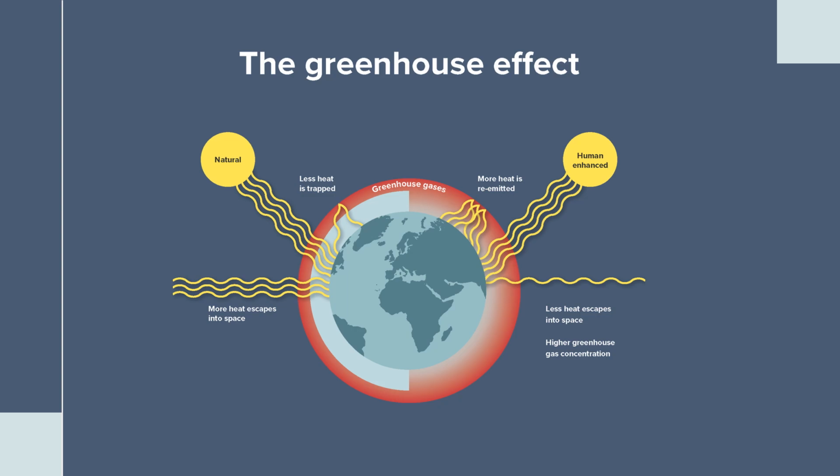However, on the right-hand side of the diagram, you can see that due to human activity, there is a higher concentration of greenhouse gases, which means that less heat escapes. This leads to a warming of the planet that is not natural and leads to climate change.